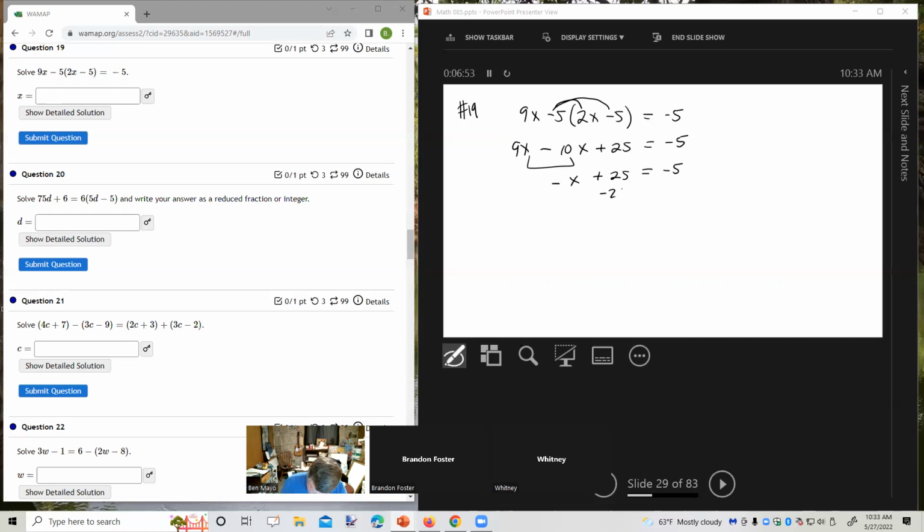Isolating the variable term, we subtract 25 from both sides of the equation. We get -x equals -30. Isolating the variable, dividing both sides by the implied -1 coefficient, x equals positive 30.